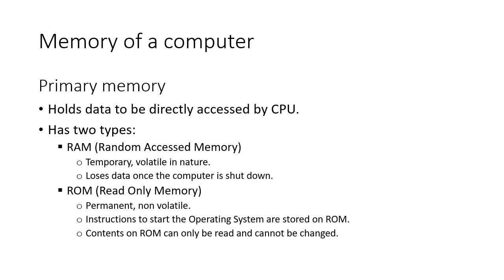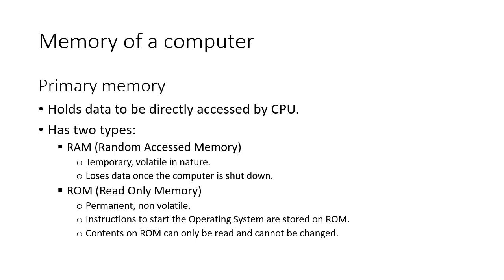Memory of a computer can be classified into two types, primary memory and the secondary memory. Primary memory contains the data that can be directly accessed by the CPU. And that data is essential, like the instructions to turn on the system, instructions to initialize devices, to start the operating system. That is held in the primary memory.